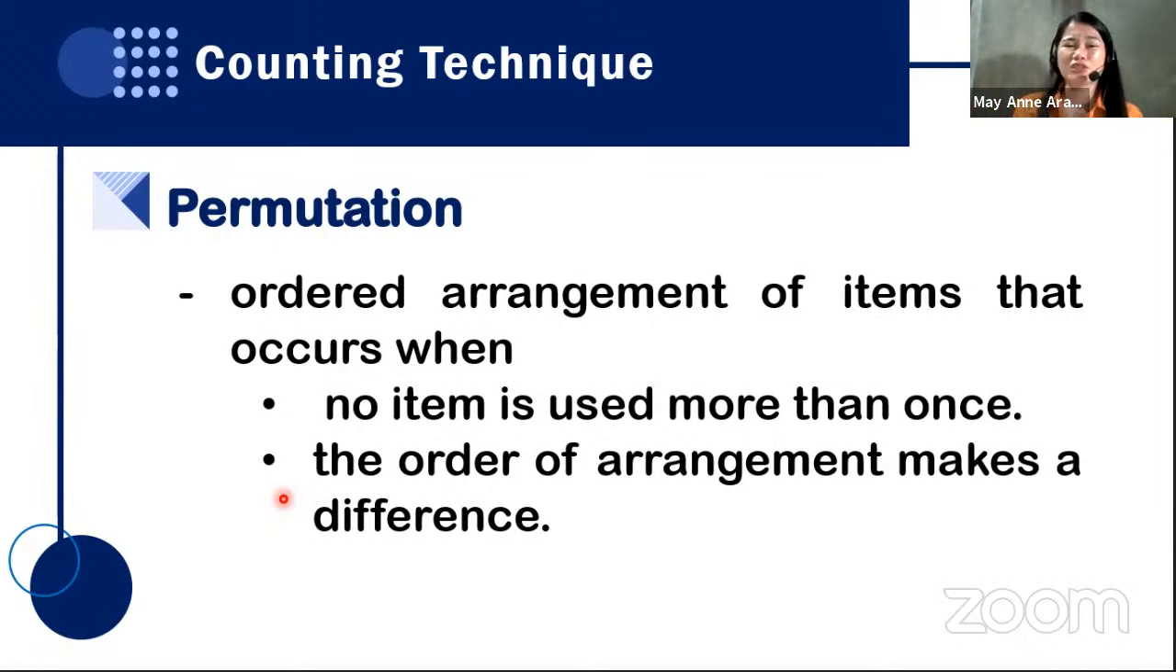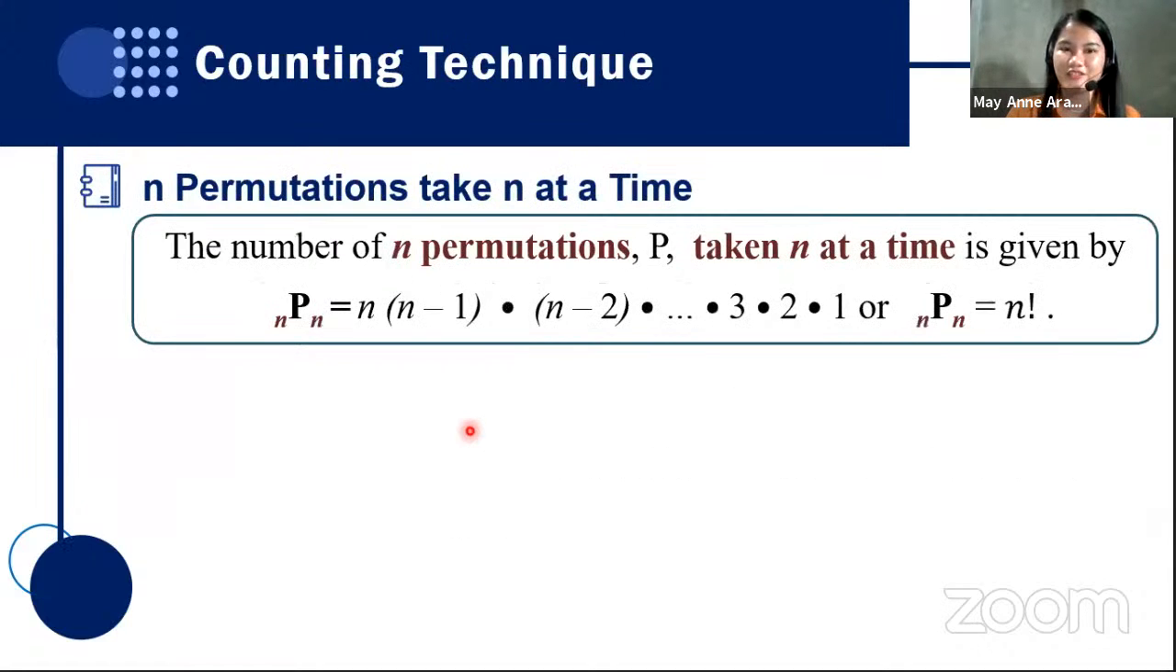Okay. Permutation is an ordered arrangement of items that occurs when no item is used more than once. And also, the order of arrangements makes a difference. So, arrangement and the order is important, that is permutation. Okay, we have different types of permutations. If we have first the n permutations taken n at a time, meaning we will arrange all the objects, you can solve for the number of permutations by getting the n factorial. This is nPn or the n factorial.